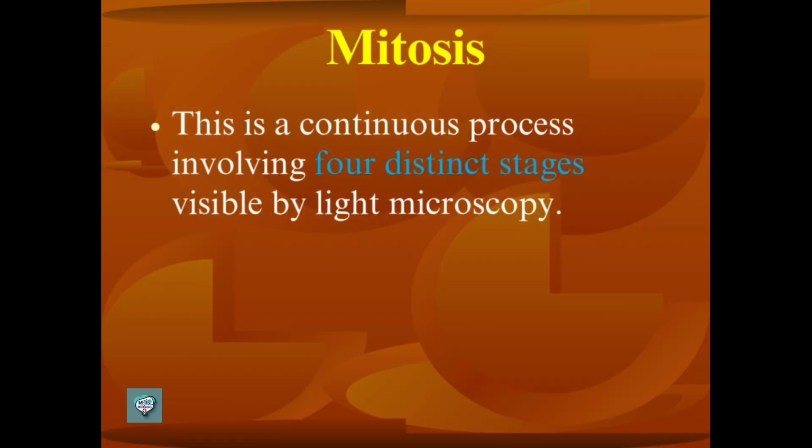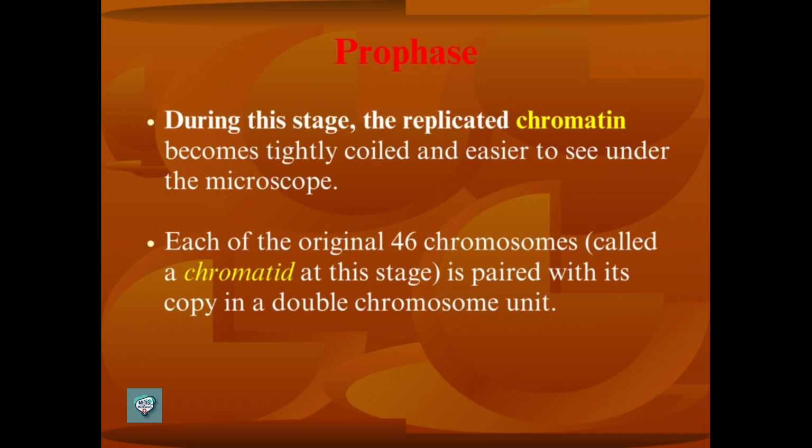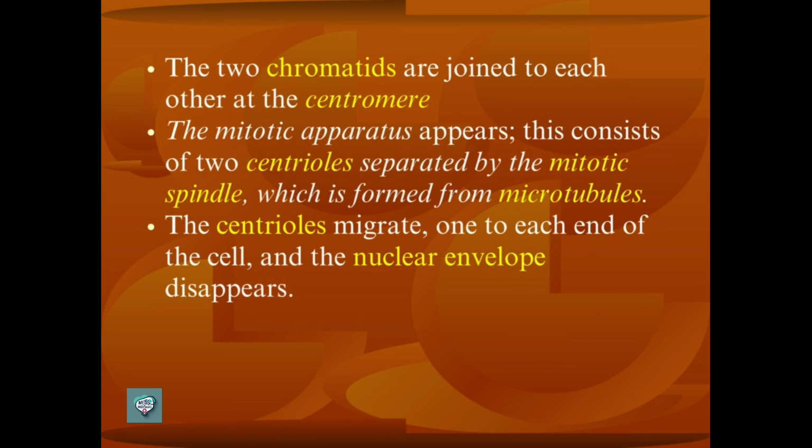This is a continuous process involving 4 distinct stages visible by light microscopy. Prophase. During this stage, the replicated chromatin becomes tightly coiled and easier to see under the microscope. Each of the original 46 chromosomes, called a chromatid at this stage, is paired with its copy in a double chromosome unit. The two chromatids are joined to each other at the centromere.